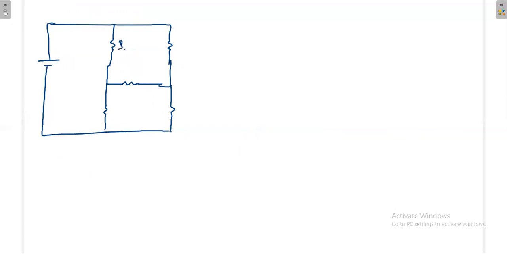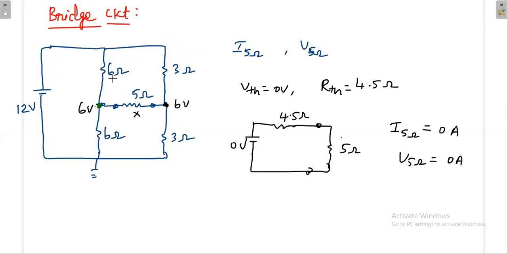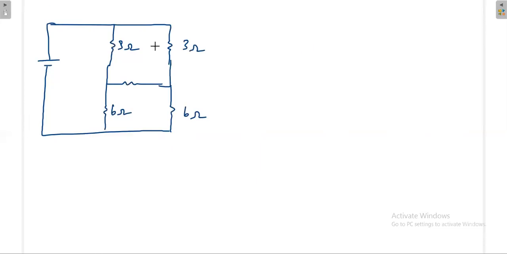So this is 3 ohm, this is 3 ohm, this is 6 ohm, this is 6 ohm. In the previous case, these two elements were the same, and these two elements were the same. Now I have just modified it. Let it be anything. Now this is the 5 ohm resistance.